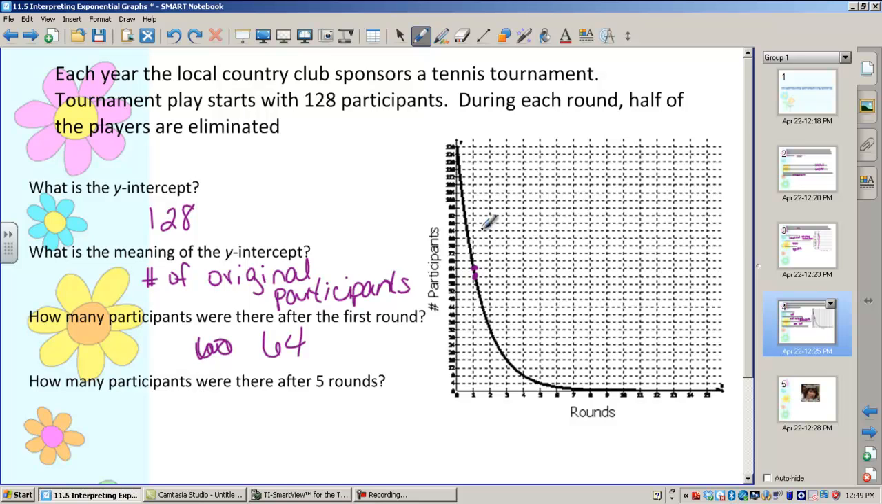There are 64. Now, after 5 rounds, we're going to use the graph. This one's a little easier. It's going to be easy for me not to screw up. Right here, after 5 rounds, there are 4 participants left.